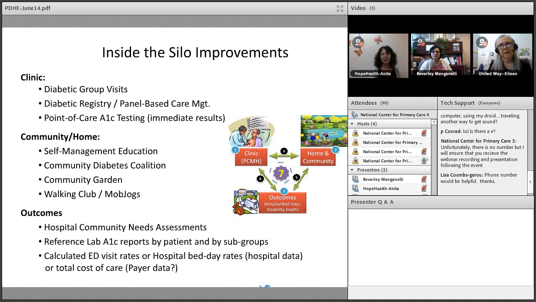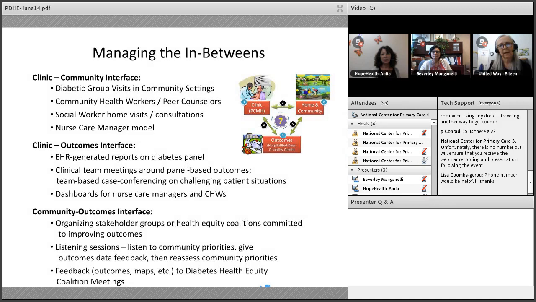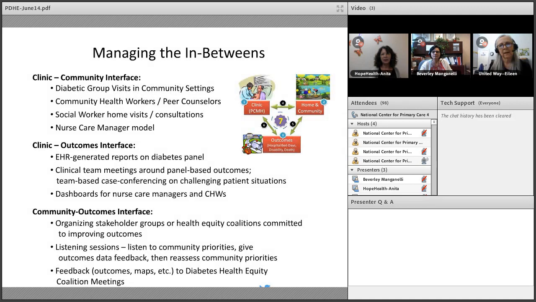So we had them do inside-the-silo improvements and then manage the in-betweens, which is where we spent the bulk of our time, to be perfectly honest. Can we work around creating a clinic community interface? So if you're having a diabetes group visit, is it possible to now conduct not just a class, but also a group visit in a community setting, maybe in the basement of a church or at a YMCA?